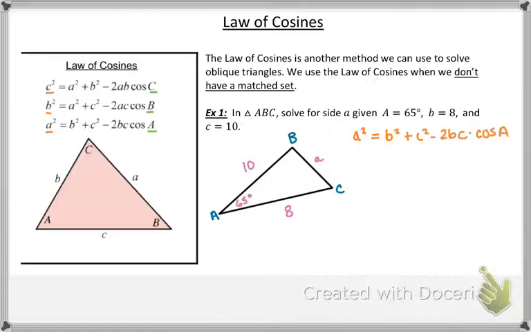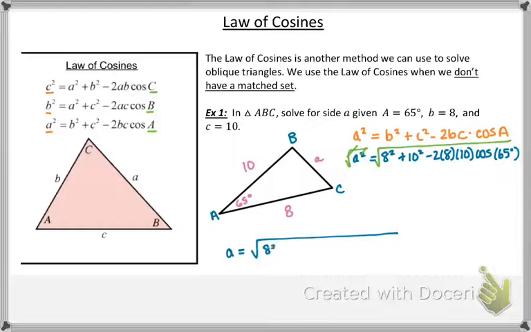And so let's put that information in. I have a squared is going to be equal to 8 squared plus 10 squared minus 2 times 8 times 10 times the cosine of 65 degrees. And a is almost by itself. The only thing left would be to get rid of that squared, so we can take the square root of both sides, and the square root cancels out the square, and in your calculator you can type all of that in. a is equal to the square root of, or you could simplify 8 squared to 64 and 10 squared to 100, up to you.